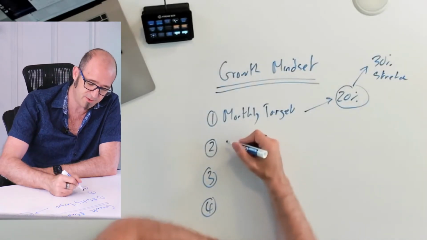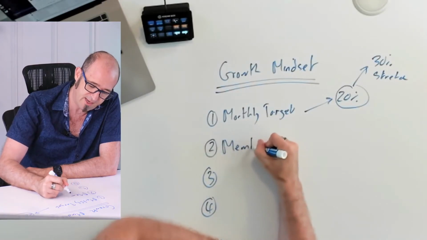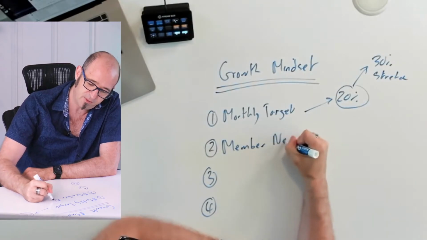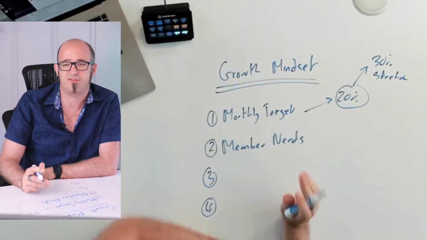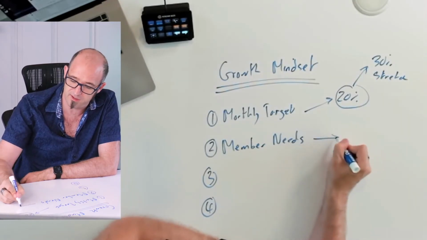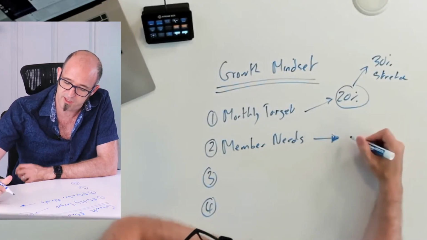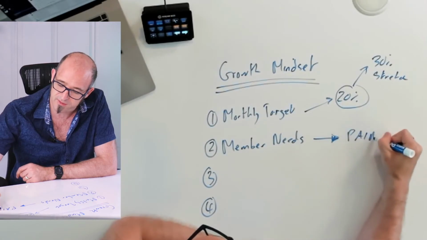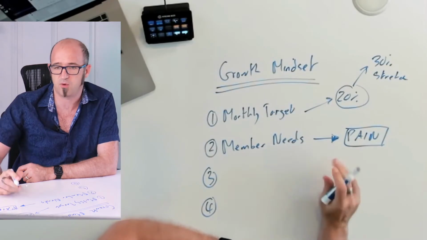Now, the next thing you want to focus on is member needs. Here's the thing. People will only engage in the community if they know that they're going to get something of value out of it, right? Now, I've talked about this in my other training courses and videos, that the way to do this is you figure out their pain points, right? What are they struggling with right now?